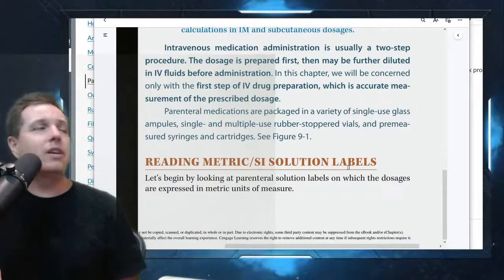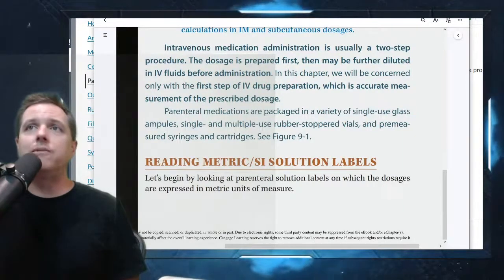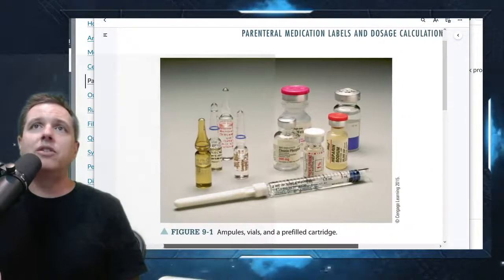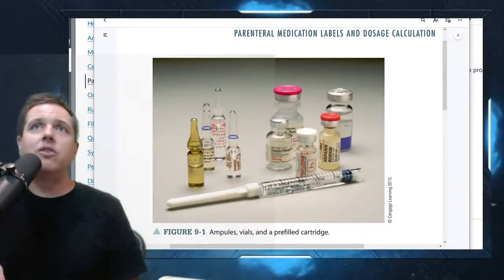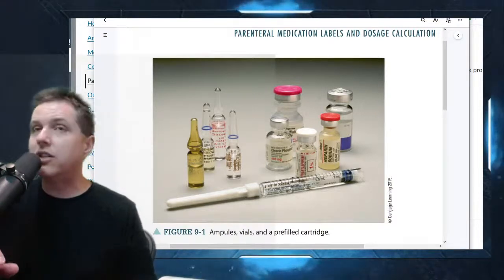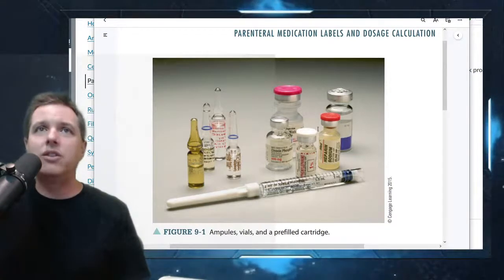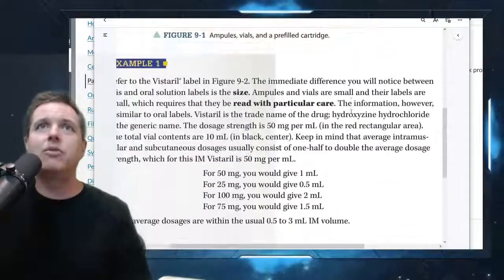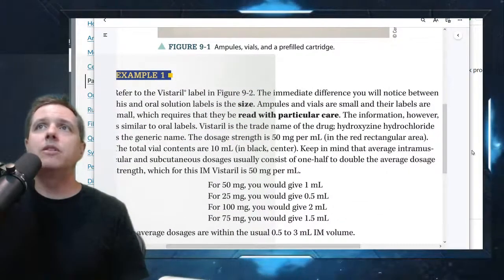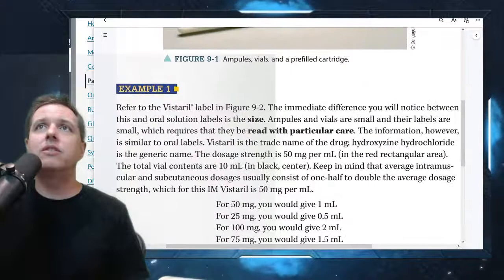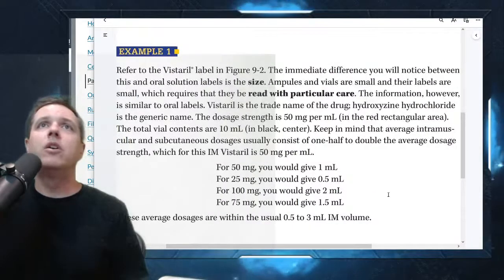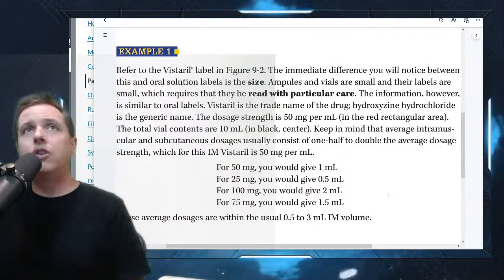So, reading metric SI solution labels. Okay, so we're looking at this kind of stuff: ampules, vials, and pre-filled cartridges. I think we talk about the pre-filled cartridges in the insulin chapter, and really all of these come up in the insulin chapter as well. Let me see if I can resize this just a little. There we go. So I'll show you the picture in just a minute.